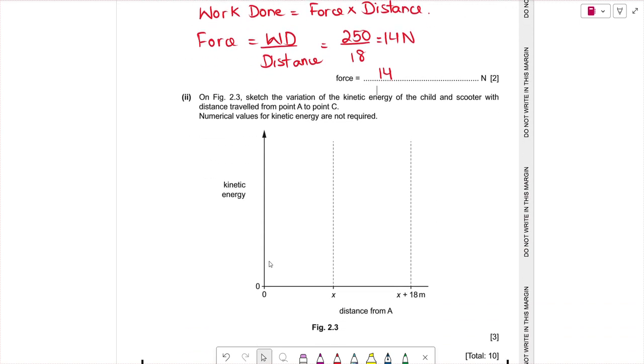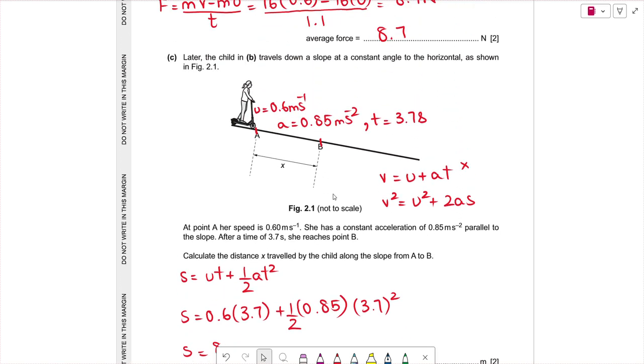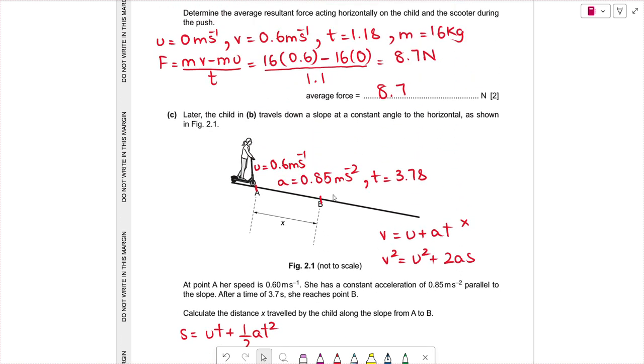On figure 2.3, sketch the variation of the kinetic energy of the child and scooter with distance traveled from A to C. Numerical values for kinetic energy are not required. So he wants us to sketch the graph of kinetic energy against the distance from point A to point C. Let's look at the diagram again. We know at point A, his initial speed was 0.6 meter per second.